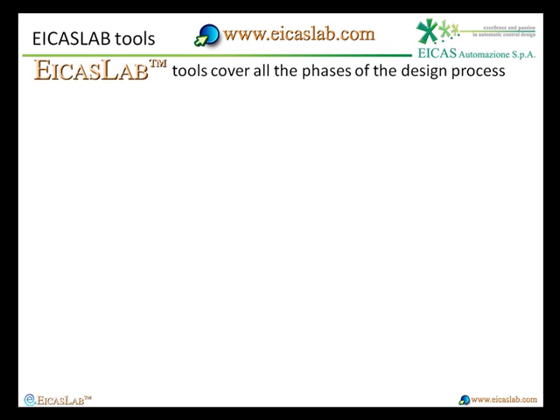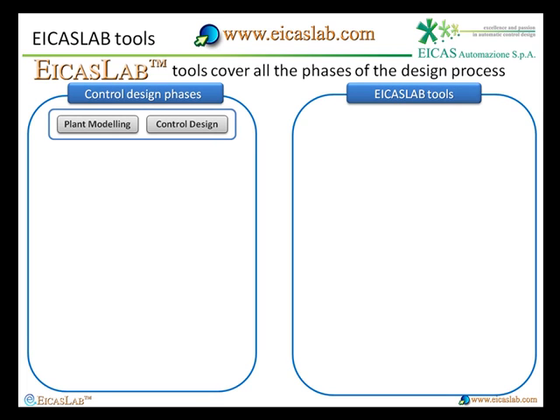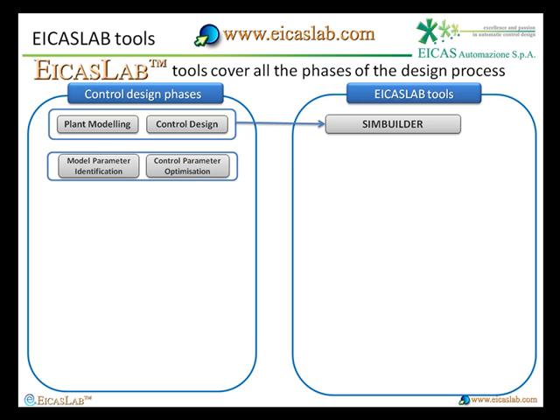EICASLAB provides a set of integrated, easy-to-use and seamless tools for covering all the phases of the control design process. Let's have a quick look at them. You can carry on the plant modeling and control design activities through the Sim Builder tool. The model parameter identification devoted to identify the parameters of the plant model, and the control parameter optimization devoted to optimize the control algorithm parameters are addressed by the MPI CPO Manager tool.